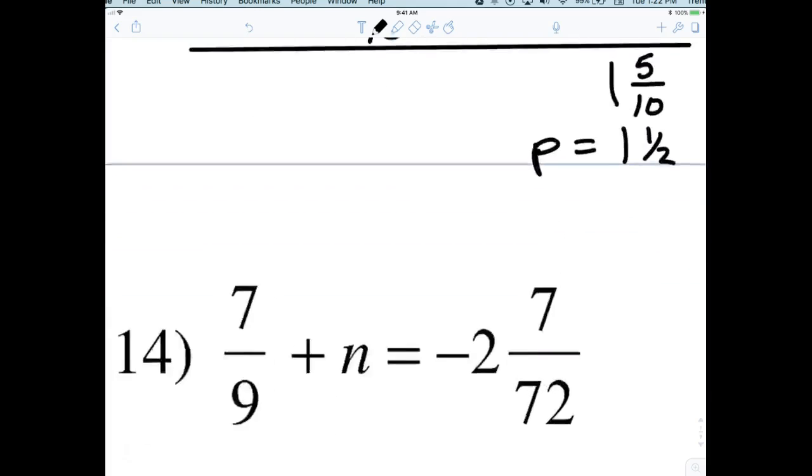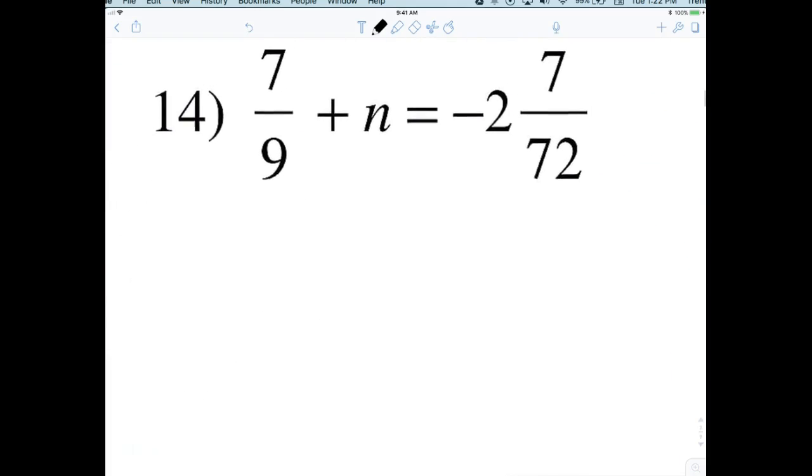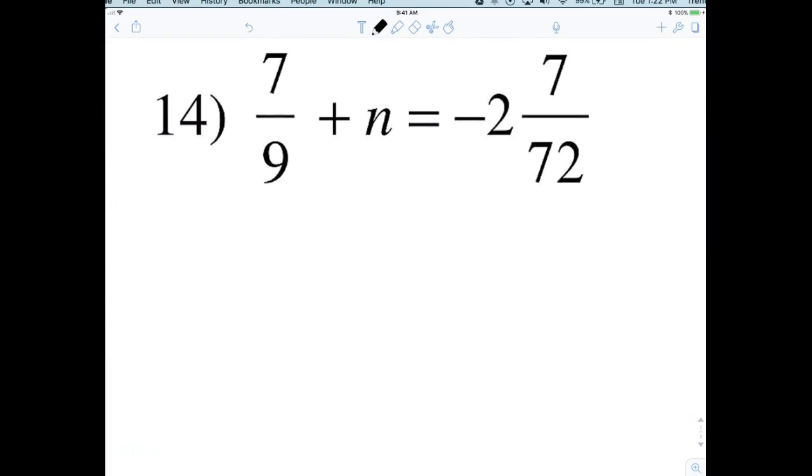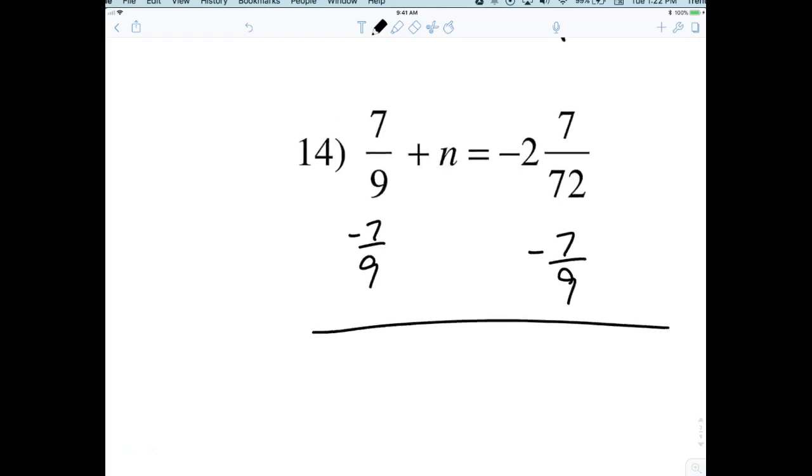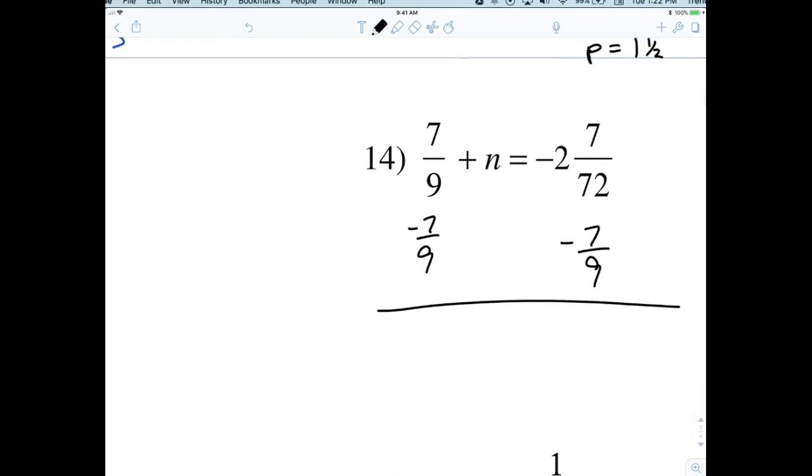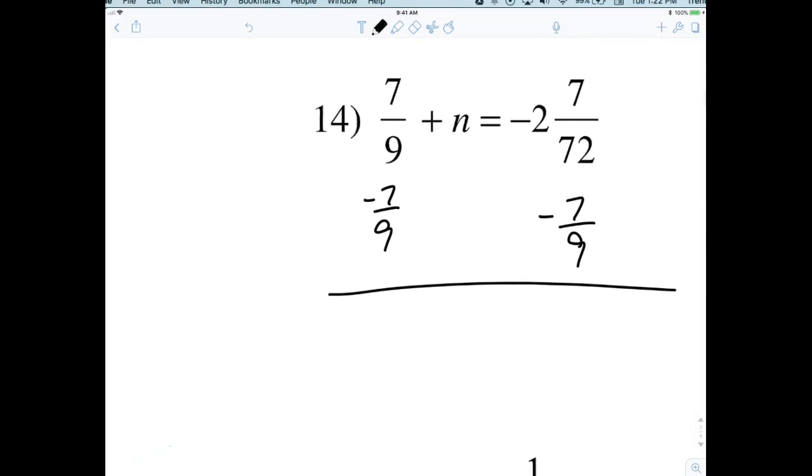Here we go. Now I'm on 14. I'm getting rid of the 7/9, so I'm going to subtract 7/9. Now here we need the common denominator, which is obviously going to be 72. Now, the next thing I want to ask you is, am I going to add them or am I going to subtract?